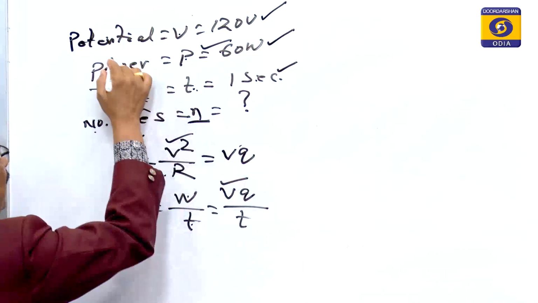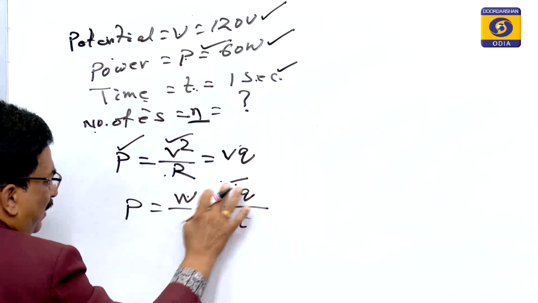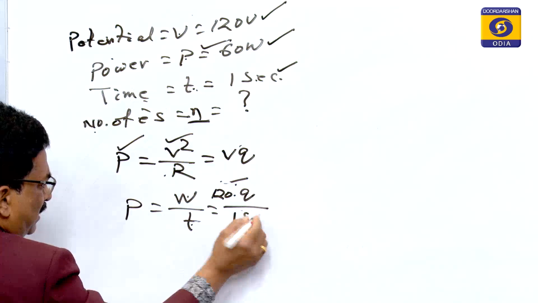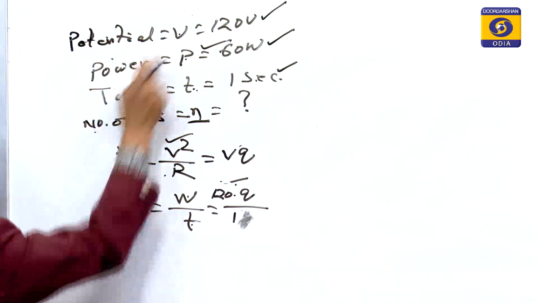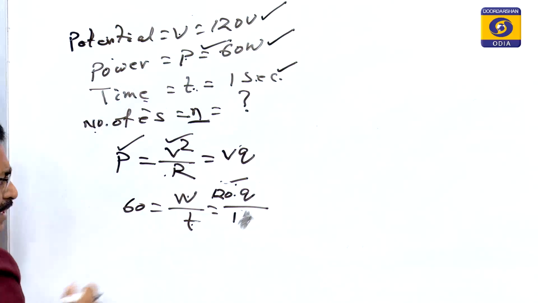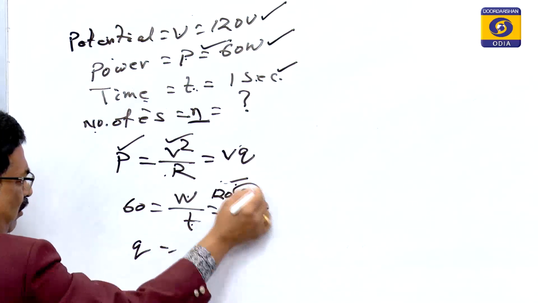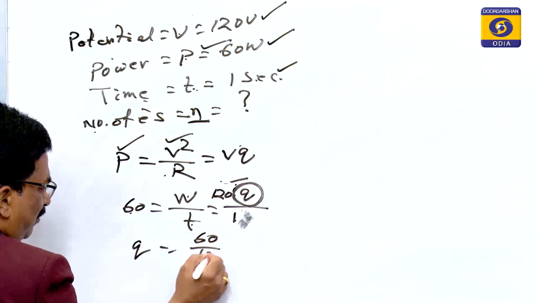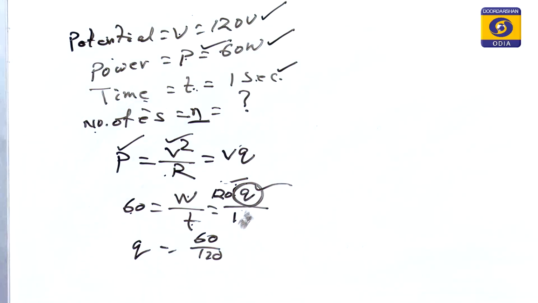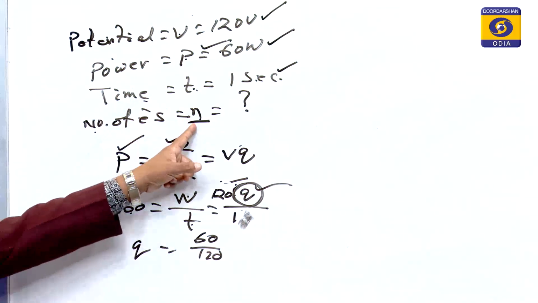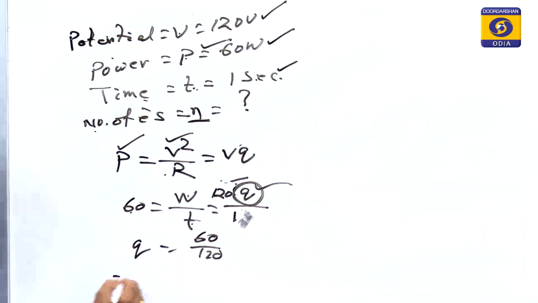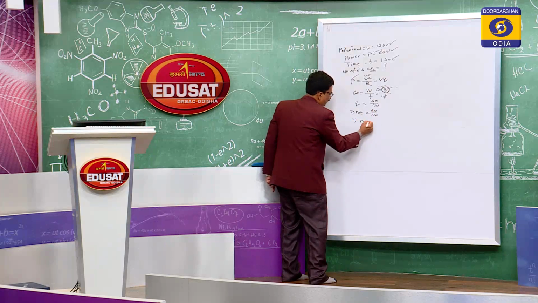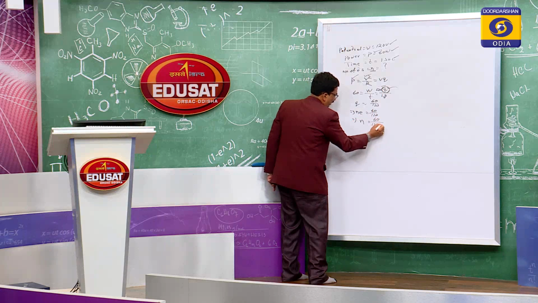So you put the value of V, which is 120, then the value of T, which is 1 second, and the power P supplied is 60. The only unknown is Q. So Q equals 60 by 120. But Q is not our question. The question is the number of electrons, and we know that Q equals NE. So NE equals 60 by 120, so N equals 60 by 120 into E.